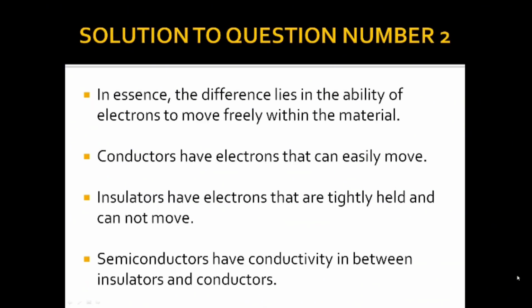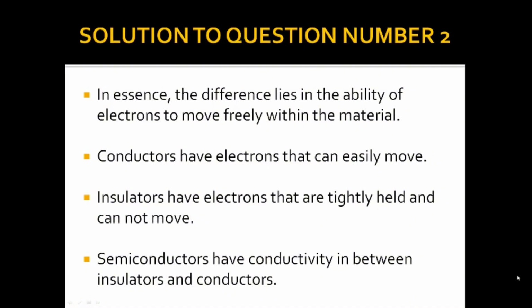Solution to question number 2. I said, in essence, the difference lies in the ability of electrons to move freely within the material. Conductors are materials that have free electrons. Their electrons are free and they can move around. Insulators have bound electrons. The electrons are tightly held and cannot move.